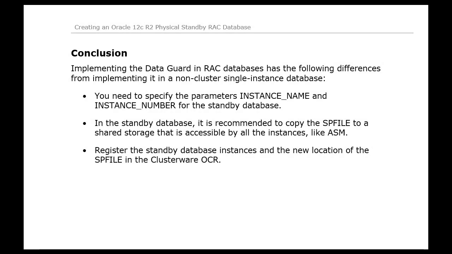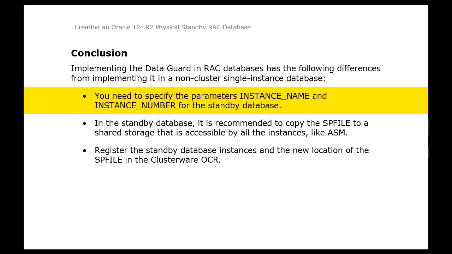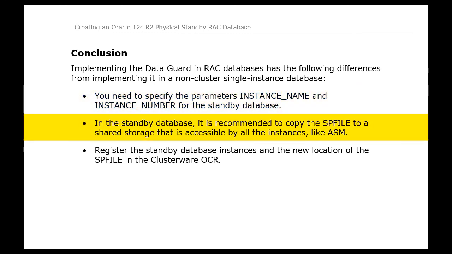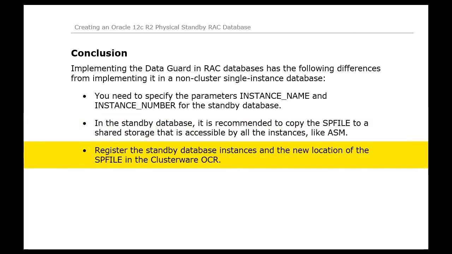There isn't much difference between configuring the data guard in non-cluster single instance databases and RAC databases. The most important differences are the following. You need to specify the parameters instance name and instance number for the standby database. In the standby database, it is recommended to copy the SP file to a shared storage that is accessible by all the instances, like ASM. And finally, you need to register the standby database instances and the new location of the SP file in the clusterware OCR.